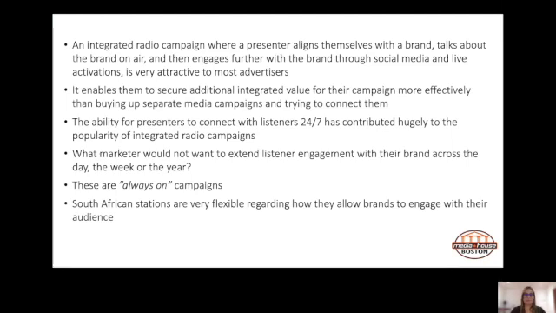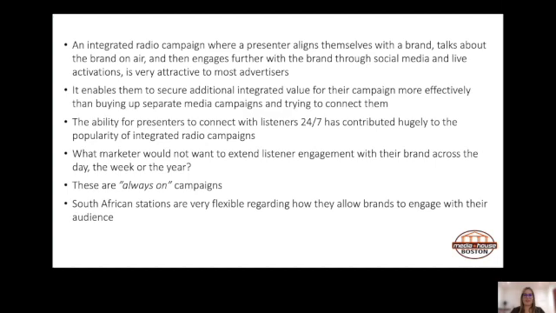The ability for presenters to now connect with listeners 24/7 has contributed hugely to the popularity of integrated radio campaigns. What marketer would not want to extend listener engagement with their brand across the day, the week, or the year? We call these always-on campaigns.